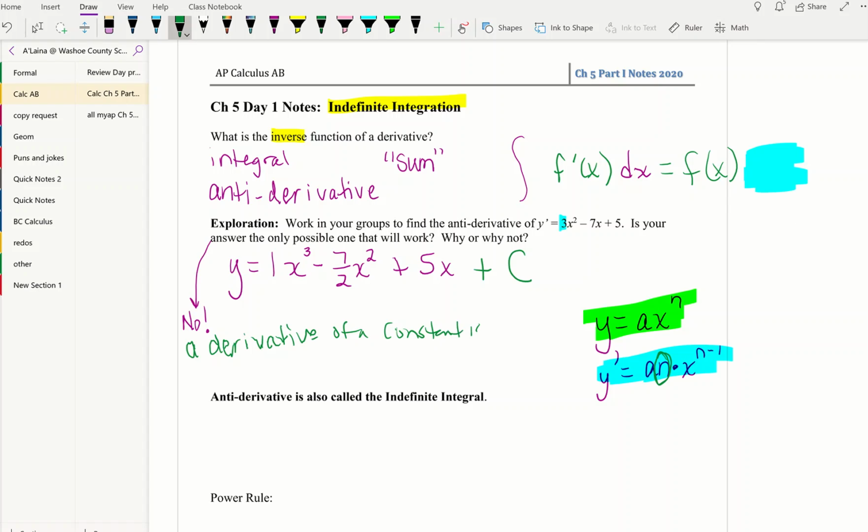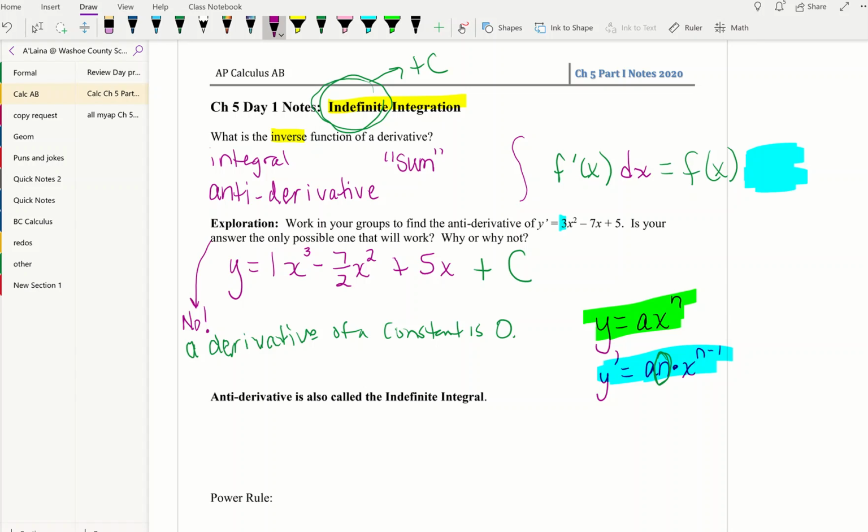And so we have no way of knowing what constant would have been there at the beginning. But we're going to put plus C to represent that there was some constant there. That constant may have even been 0, but we don't know what it was. And so what we're doing is called an indefinite integral.